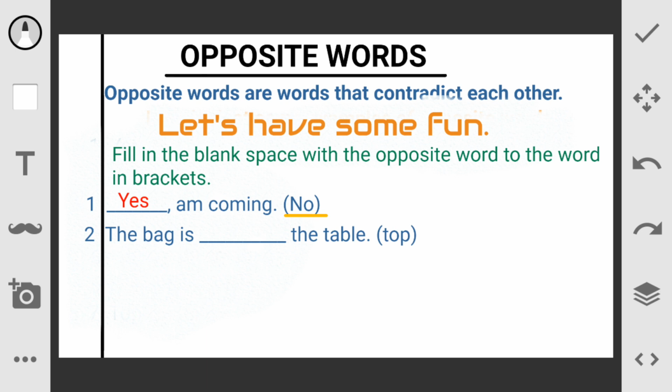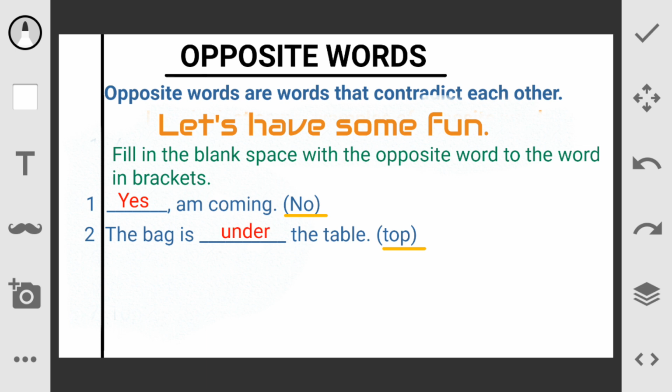Let's look at the second sentence. The bag is dash the table. The word in the brackets is top. So, what is the opposite of top?